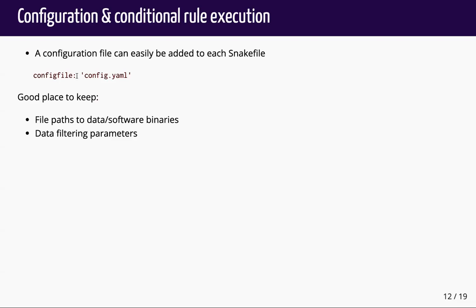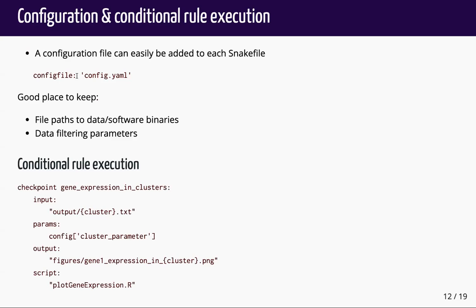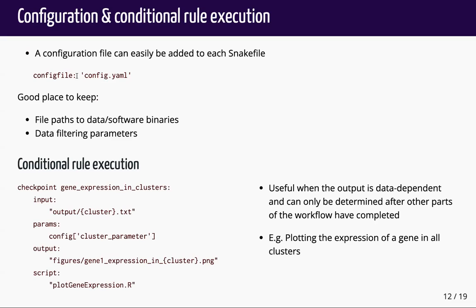And the other thing is conditional rule execution. So, for example, the sort of classic example of this is to plot the expression of a gene in all the clusters. If I don't know how many clusters there will be, it is hard for me to specify what clusters to plot this gene in. And so Snakemake solves this using checkpoints, essentially, where it creates a directed acyclic graph all the way up until this checkpoint. It runs all of that, and then it recreates the directed acyclic graph once it knows the output from the clustering script.